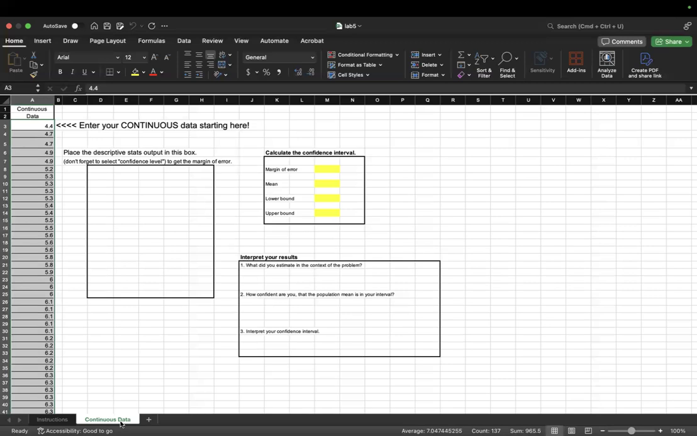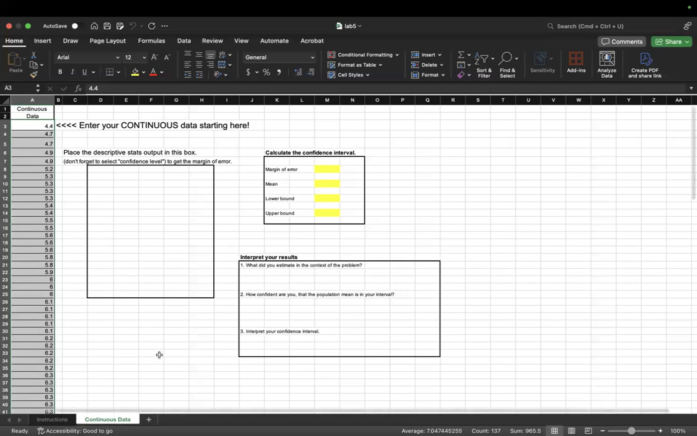You could always grab one variable from your final project if you chose to, or you can just use the continuous from your previous labs. I don't care what data you use. Just grab some data. So what we're going to be doing today is creating a confidence interval, and we're going to be talking about what that means.